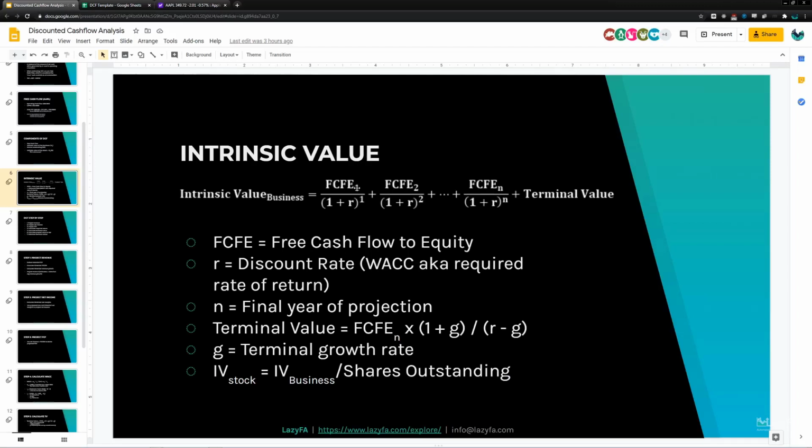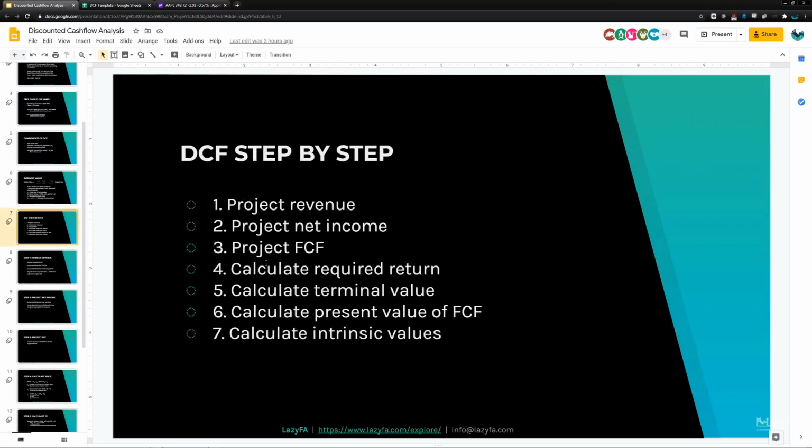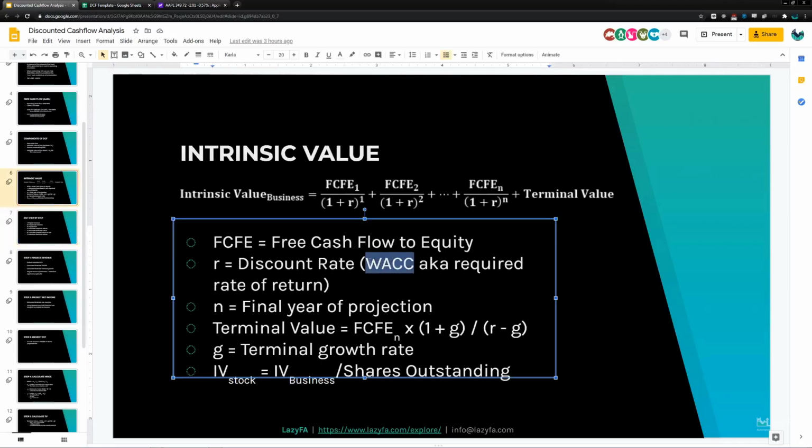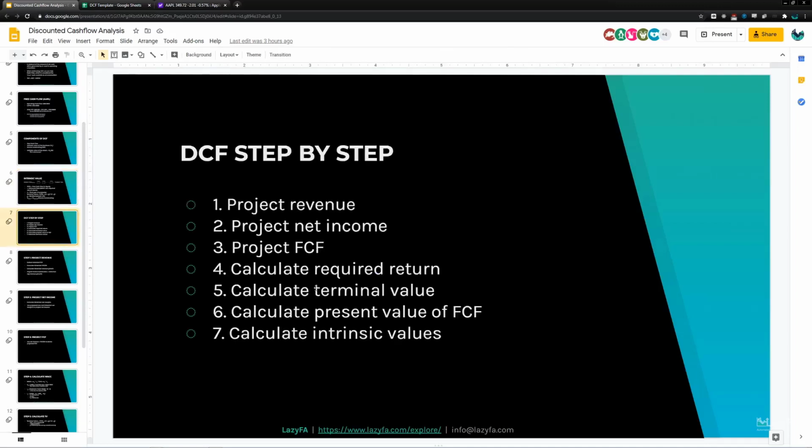So anyway, what we want to do is sum up all the total future projected cash flows. So we need to project that out 5 years into the future. Then we're going to calculate our required return, which is WACC, also known as the weighted average cost of capital. Then we will calculate the terminal value of the company. So that's the value of the company from period N all the way until the end of time. And then we will use all of that stuff in order to calculate the present value of free cash flow and thus the intrinsic values of both the business and the stock.